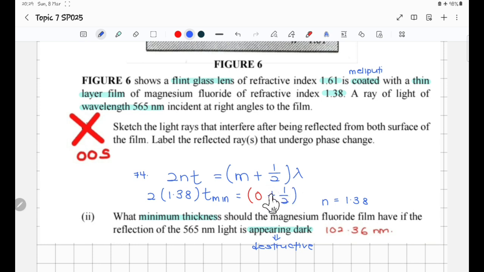Sebab kalau kita substitute 1, itu dah order yang seterusnya. Kita nak yang paling minimum. Since t and m, thickness and number of order, are directly proportional, sebab tu minimum thickness correspond to lowest order. Okay, so darabkan dengan 565 nanometer. So you can solve to get your minimum thickness.